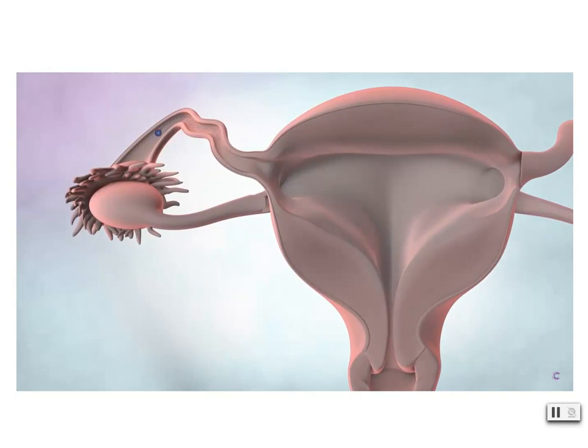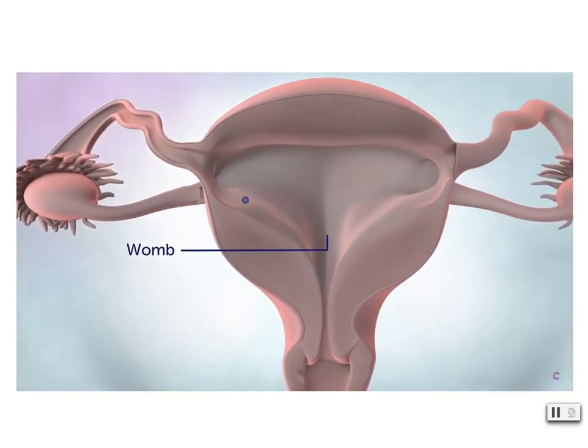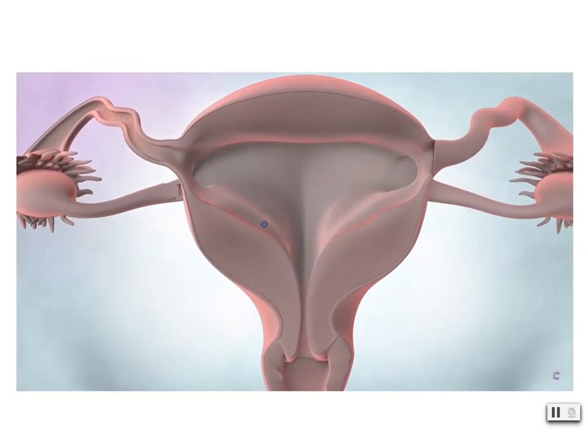Fertilized eggs pass down the fallopian tube to the womb, which holds and protects the baby during pregnancy. The lining of the womb is called the endometrium. It thickens during the menstrual cycle, ready for pregnancy. If you don't become pregnant, you have a period, which is when the lining sheds.